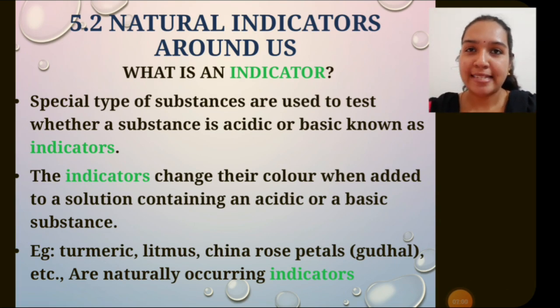Let's recall what is an indicator once again. They are the substances to test whether a solution is an acid or a base. How do they show the result? We know that is by changing their color.